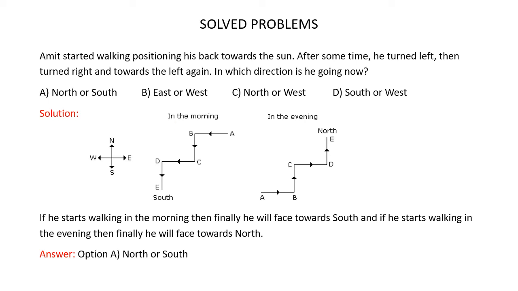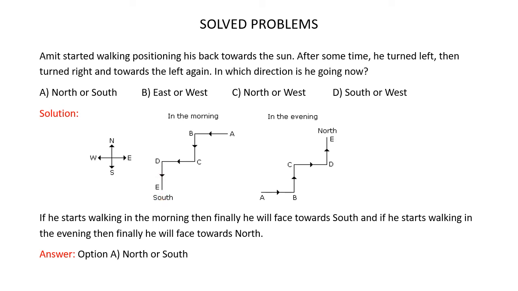So first let's consider that Amit is walking in the morning. Then we know that in the morning the sun will be in the east. So Amit has to walk towards the west if he has to have his back towards the sun. So Amit starts from here and starts walking in the west direction to reach B. Now he turns left and reaches C. Then he turns right and reaches D and again turns left and reaches E. Clearly from this diagram you can see that Amit is facing south.